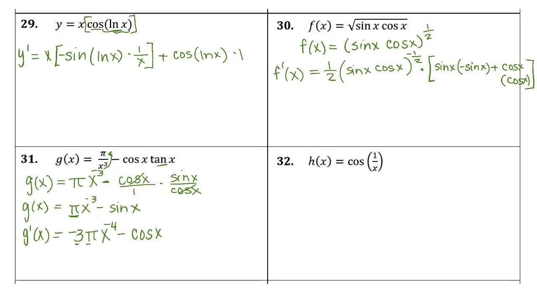All right, so let's look at 32. We have h prime at x equals. Not really necessary to rewrite too much here, other than that can be x to the negative 1. So we do the derivative of the outside, so we're going to have negative sine of x to the negative 1 times the derivative of the inside, so derivative of x to the negative 1 is going to be negative x to the negative 2. Okay, moving on.